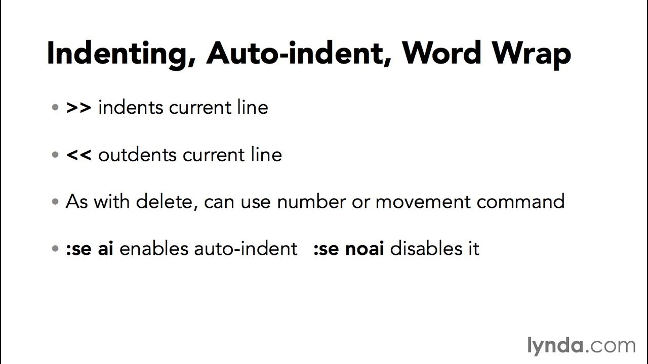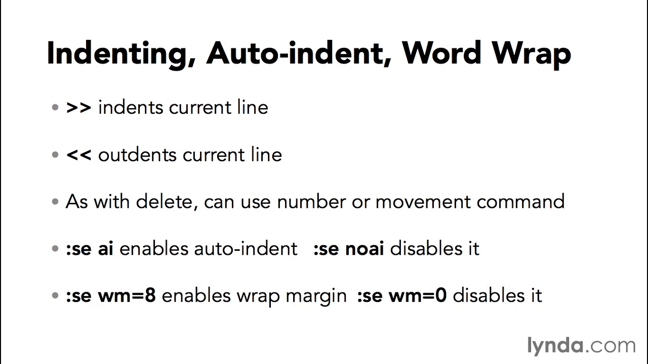There's another :SE or set command that's useful with indenting. The :SE WM equals command sets the wrap margin. The wrap margin in VI means that as you are typing, when you come within a certain number of characters of the right side of the window, it will automatically wrap to the next line. This wrap margin is often used together with auto-indent. If you want to turn wrap margin off, you set WM to 0.